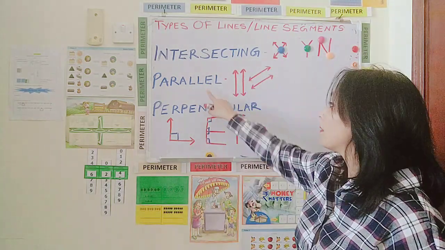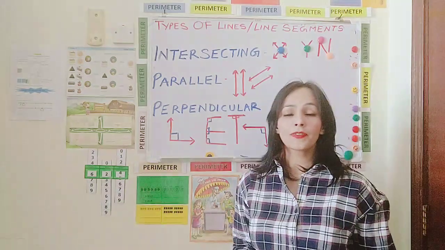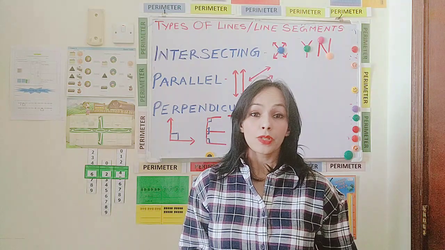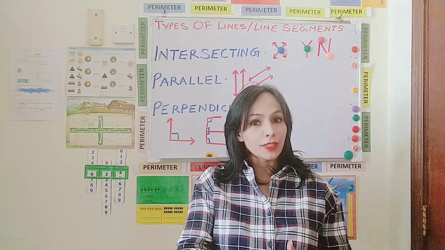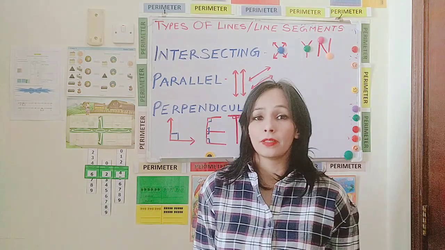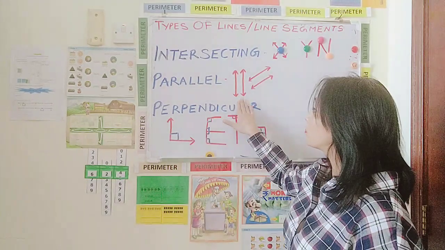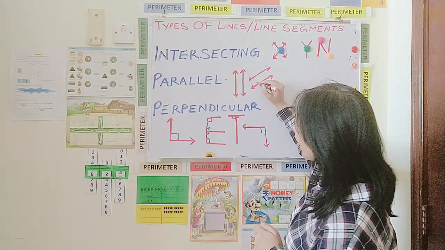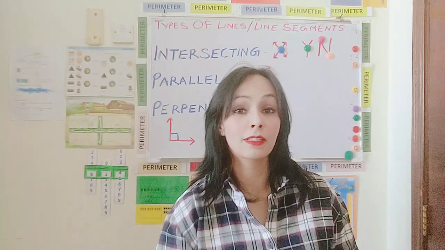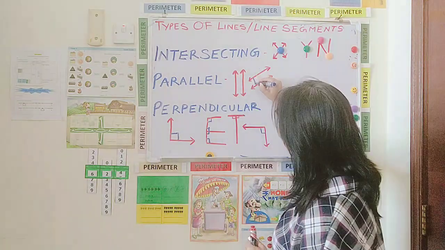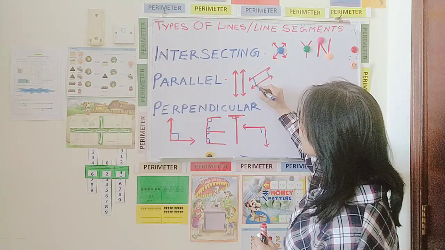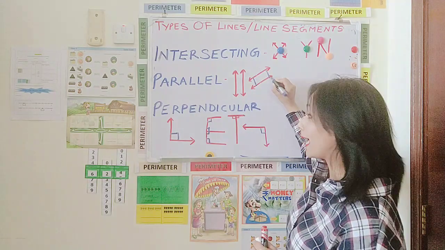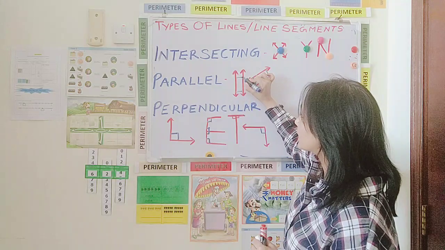Now coming next, parallel lines. You have seen railway tracks, metro tracks, you have seen a ladder. The opposite sides of a rectangle or square never meet. So these are lines which do not meet and they have a constant gap between them. If you see, the gap is the same. Constant means same. If you measure it using a ruler from here to here, it has the same gap, same distance.